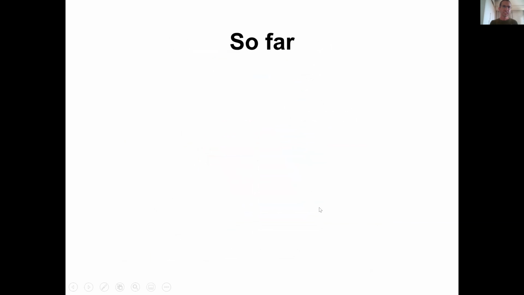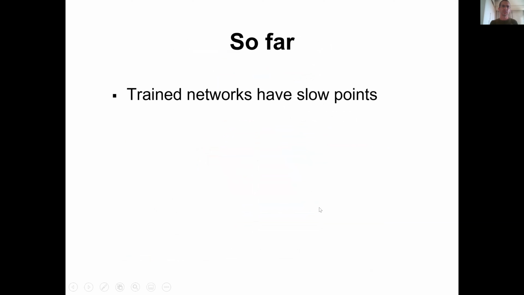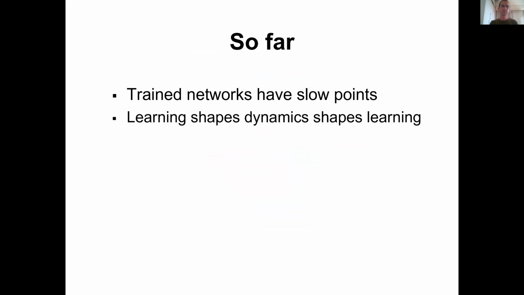So what we can think of is that A, trained networks have slow points and not fixed points. They create approximate objects. And B, learning shapes the dynamics of the network that then shapes the learning that will take place the next time. So it's a dynamical process. This is a recurrent network, right? So when you learn something, it changes the dynamics that will affect the learning that goes on next.